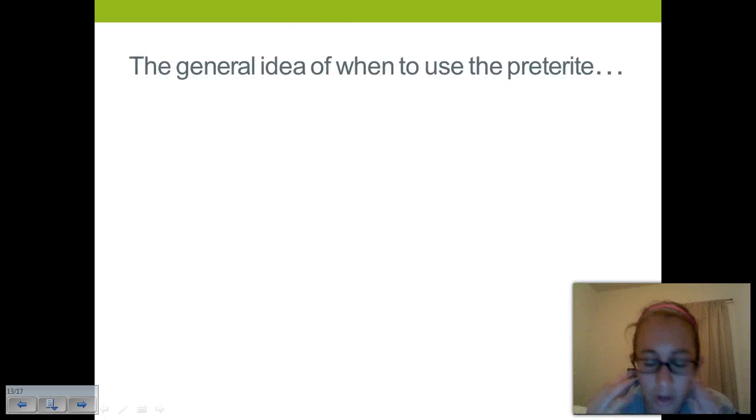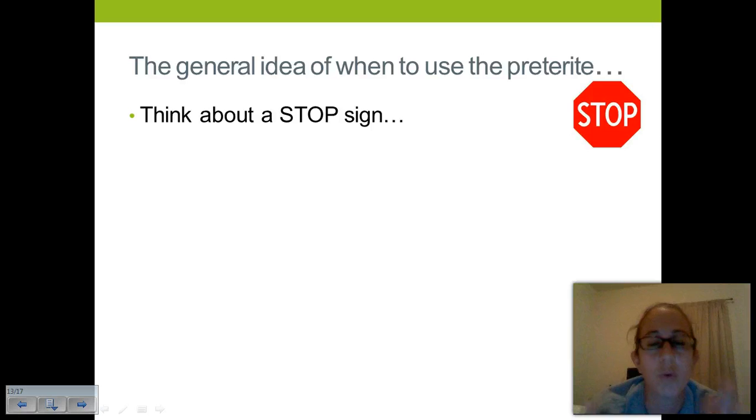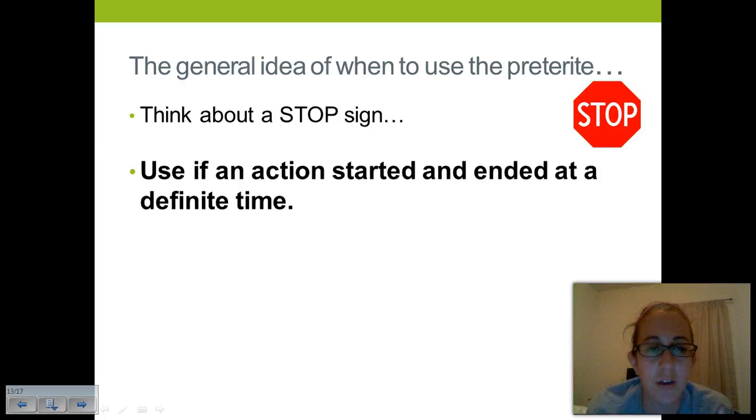And we're going to talk about those general ideas of when to use which. Alright, so here you go. I want you to think about a stop sign when we're using the preterite tense. So go ahead and draw a picture of a stop sign in that little box on your notes. And then here's the general idea of the preterite. We use it if an action started and ended at a definite time. Got it? So started and ended at a definite time.